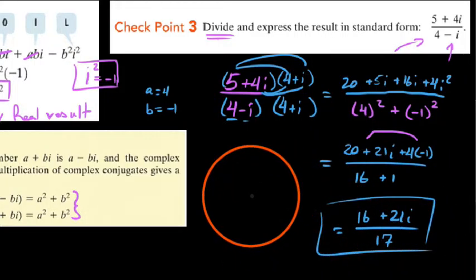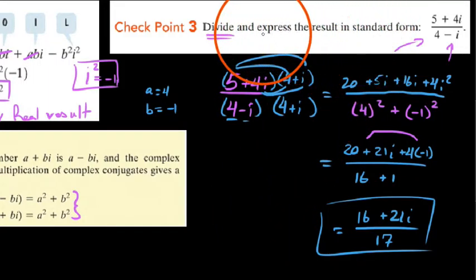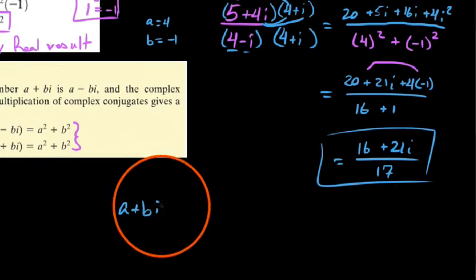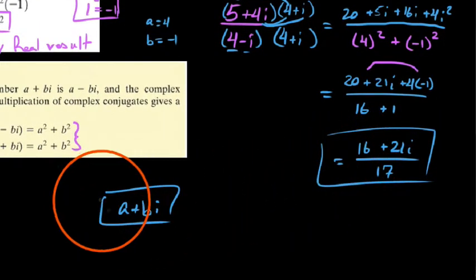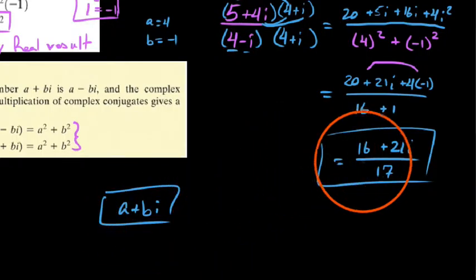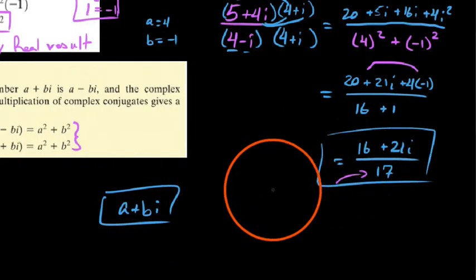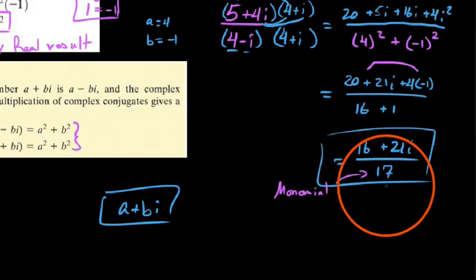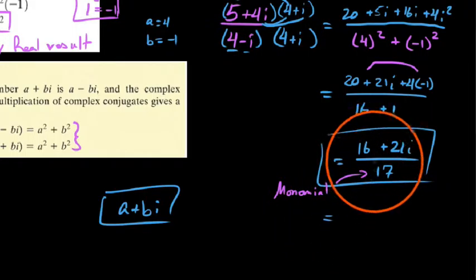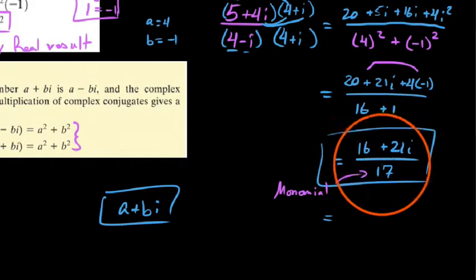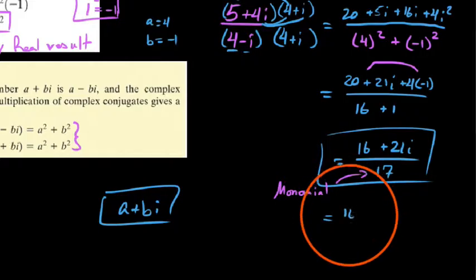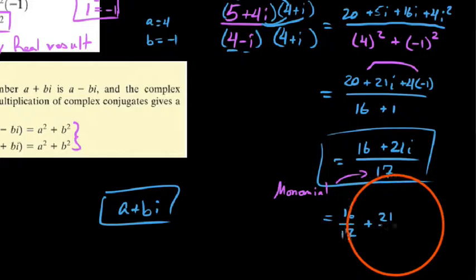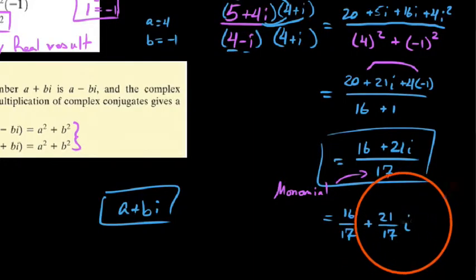I'm going to put a box around this, but the last thing I want to mention before we leave this video is this. We want to write our answer, and it says express your result in standard form. What that means is we want to write this number in a plus bi form. You'll notice that the box I put right here is not the same as this box over here. I'll make a little note: 17 is a monomial divisor. If you ever have just one thing in the divisor, we can rewrite this initial expression as everything on top over this 17 individually. So we get 16 17ths, in this case plus 21 17ths, and I'm going to throw the i off on the side.